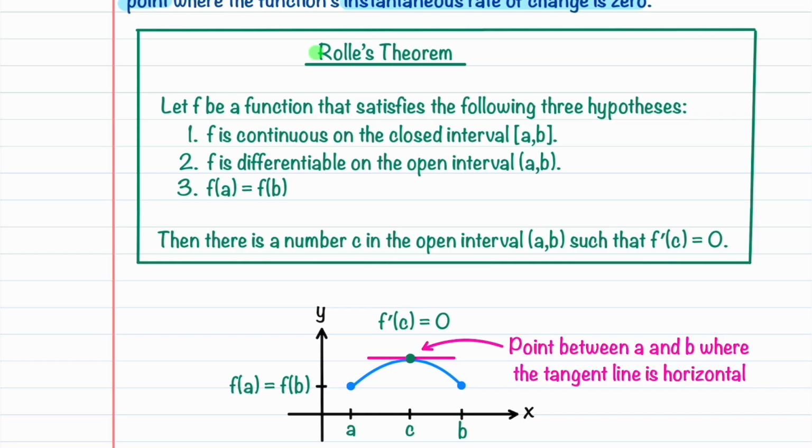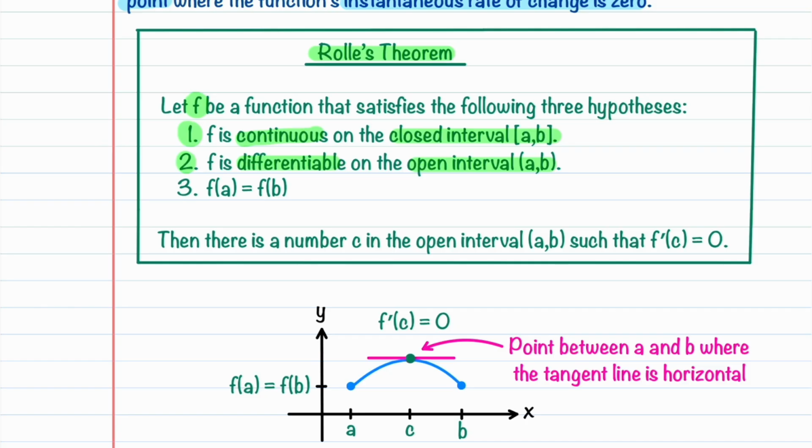Let's now look at the mathematics behind Rolle's theorem, and I'll connect it to the graph that I have down here below. Rolle's theorem says let f be a function that satisfies the following three hypotheses. 1, f is continuous on the closed interval from a to b. 2, f is differentiable on the open interval from a to b.